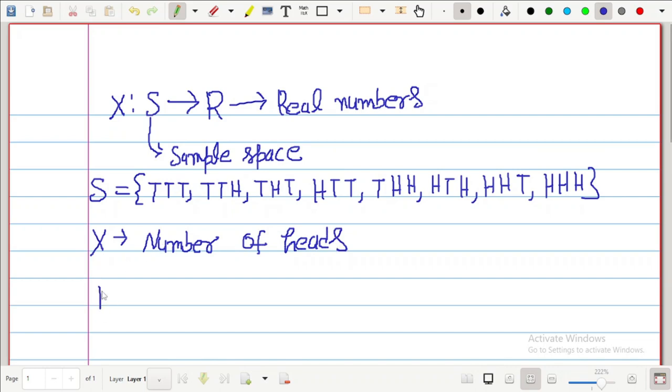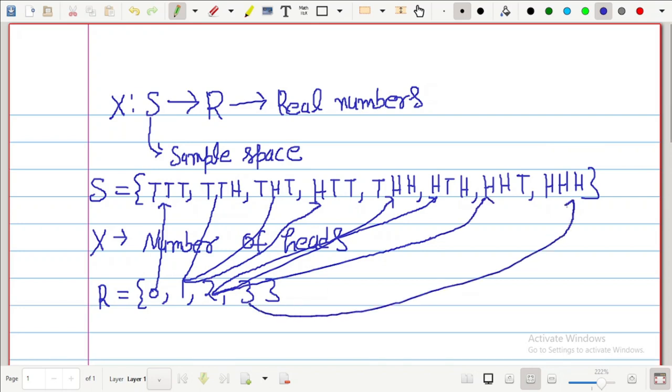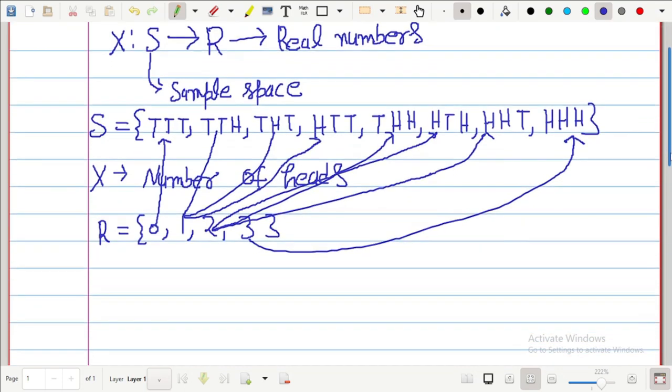so R would be 0, 1, 2, and 3, where 0 denotes there are no heads. In this example, triple tails, there are no heads. 1 time this one and this one. 2 times this one and again this one. 3 times only one. So this is the set R.